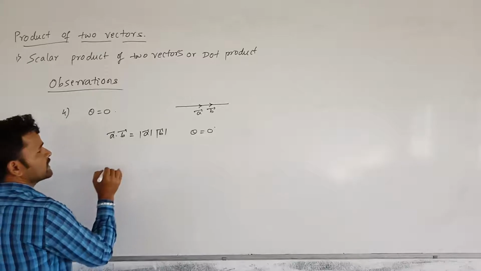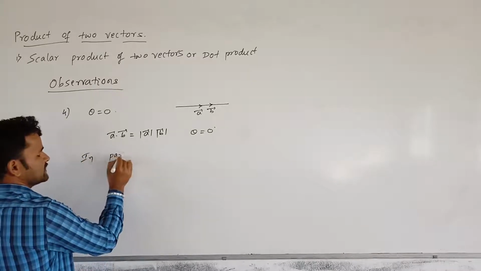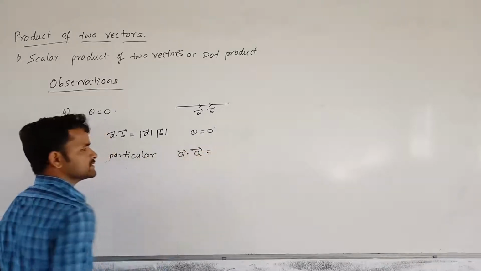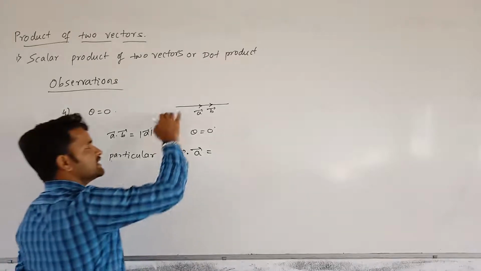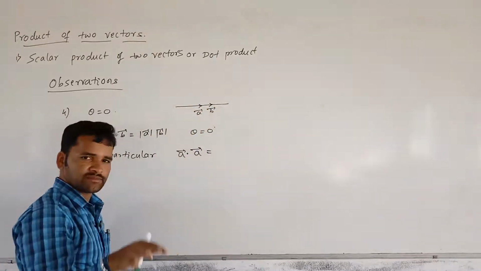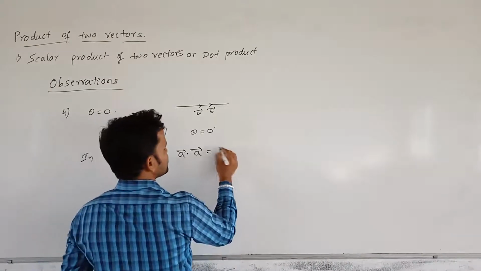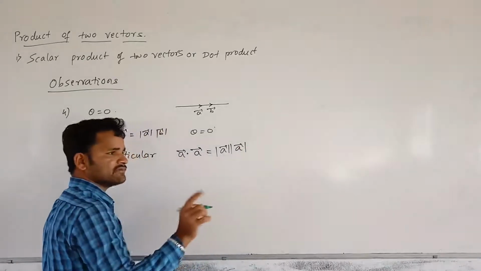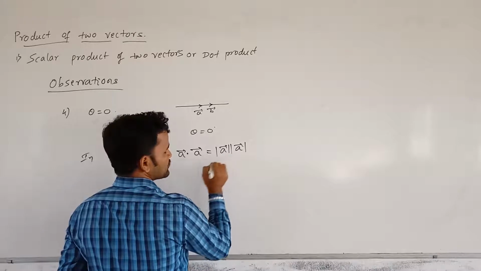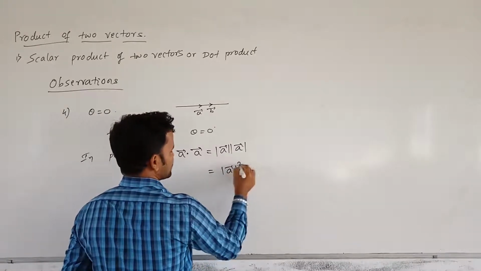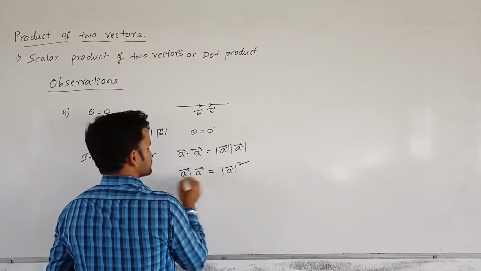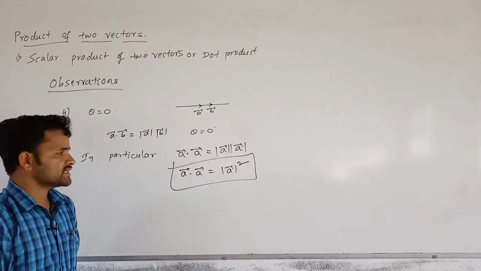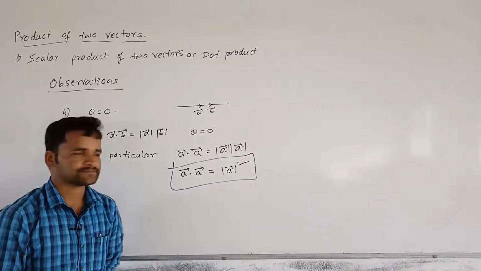In particular, I want to say one thing here. Suppose we are taking A dot A only. What does it mean? Here is A, here itself is A, the angle between them will be 0 degree. So this is magnitude of vector A into magnitude of vector A into cos 0, and cos 0 value is 1. So magnitude of vector A into magnitude of vector A is magnitude of vector A square. You remember this concept, A dot A is equal to magnitude of vector A square.